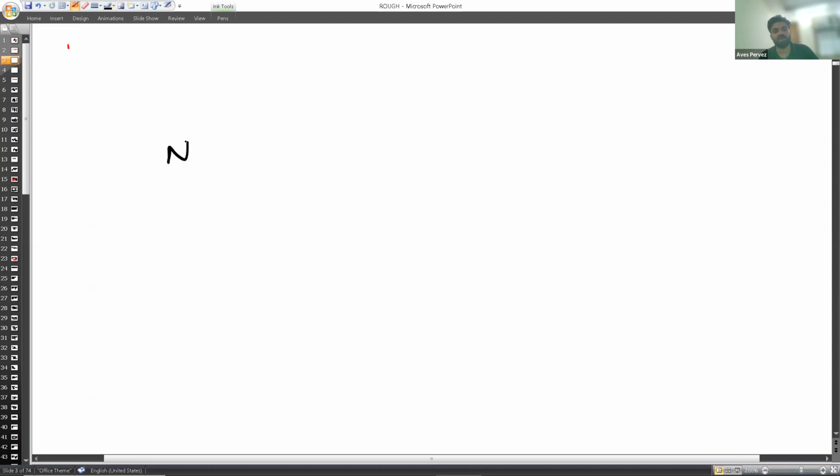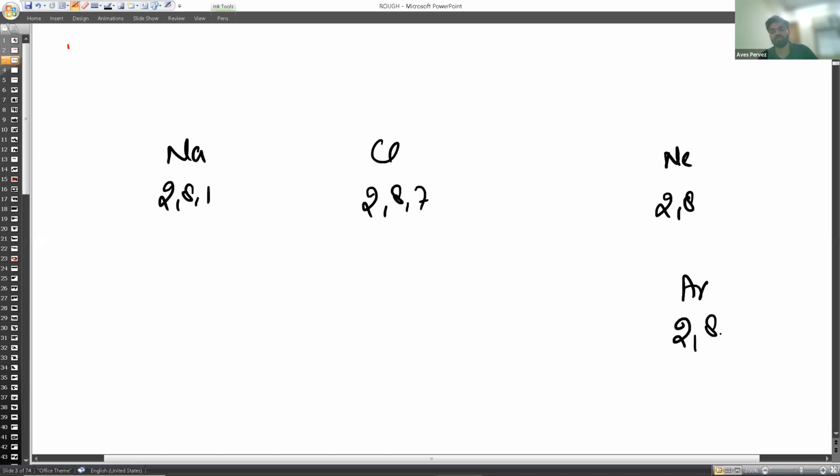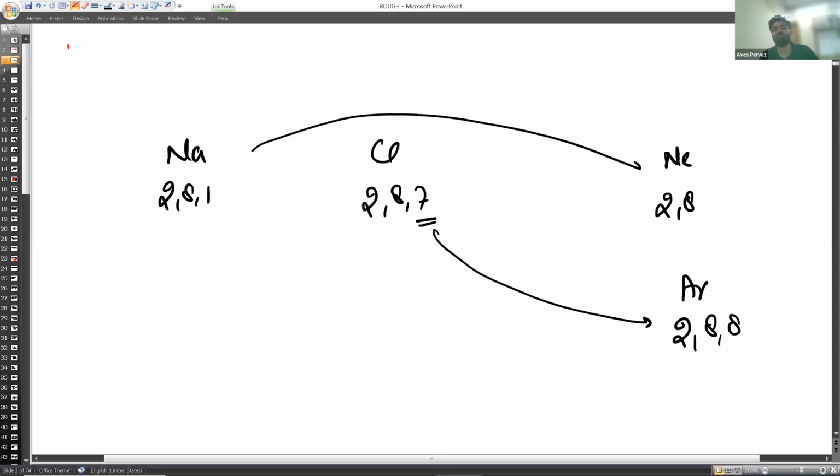sodium, Na, has electronic configuration 2,8,1 and chlorine has electronic configuration 2,8,7. You know that the nearest noble gas for sodium is neon, with electronic configuration 2,8, and argon, 2,8,8, is the nearest noble gas for chlorine. So chlorine wants the electronic configuration of argon, and sodium wants that of neon. It means sodium wants to lose one electron and chlorine wants to gain one electron.